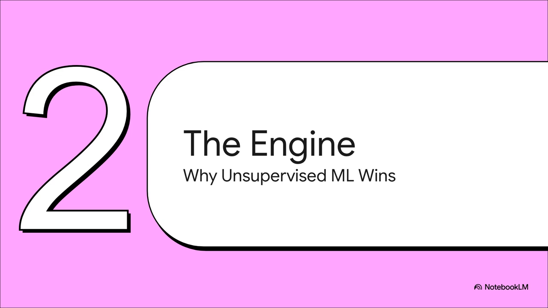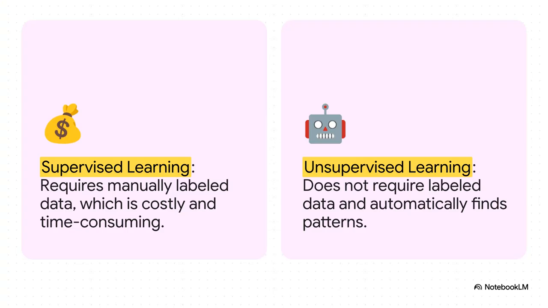Well, this is where we bring in the engine for this whole process, unsupervised machine learning. It turns out it's pretty much perfectly suited for this job. So this really comes down to a critical difference between two types of machine learning. With supervised learning, you'd have to sit down and manually label thousands of your tests. This one's important, this one's redundant, this one's kind of important. I mean, who has time for that? It's a total non-starter. But unsupervised learning skips that entire painful step.